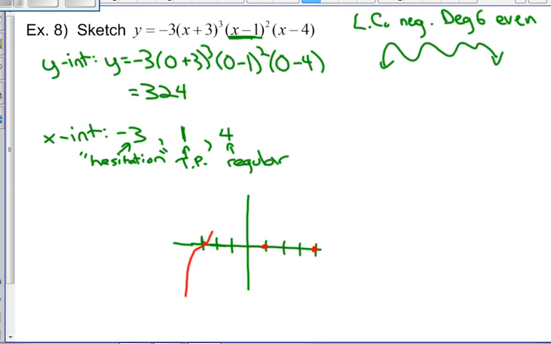Okay. Now I have to get myself over to the next turning point, or to the next x-intercept rather, which happens to be a turning point. Now I have to get myself through that very last one, which is just regular. So I've shown my hesitation, my turning point, and finally I'm going to show that this is 324.